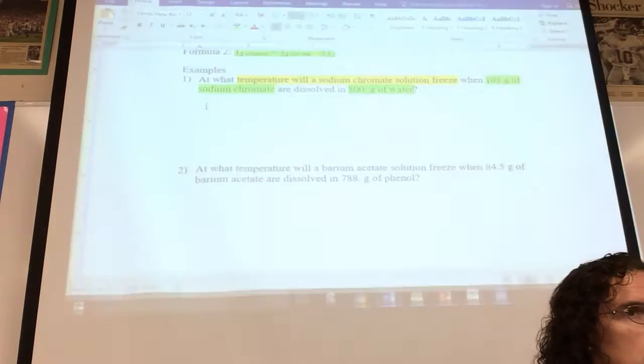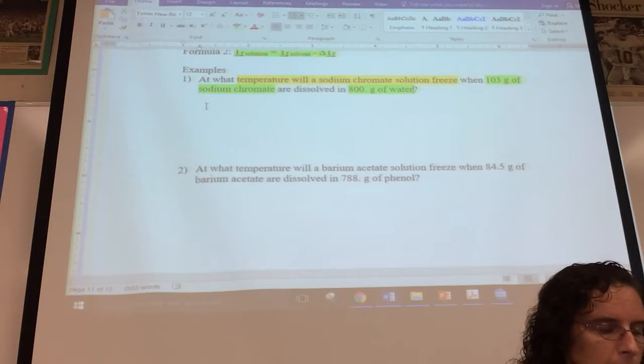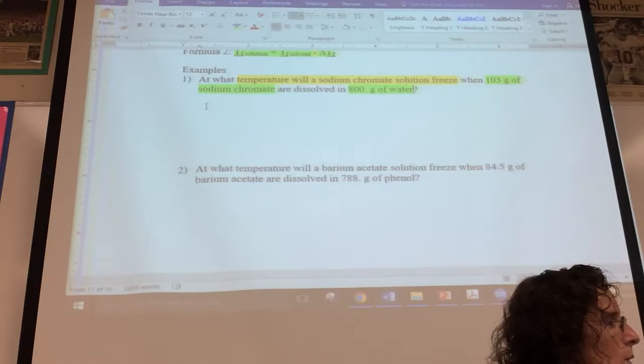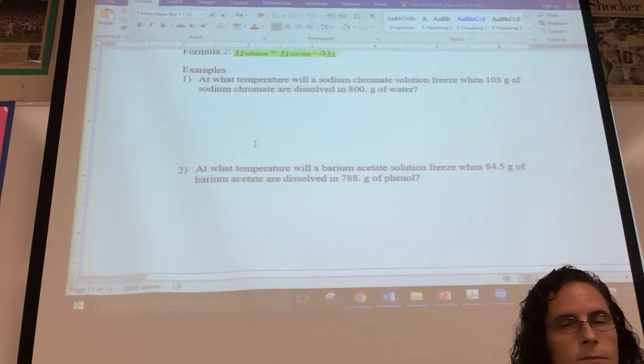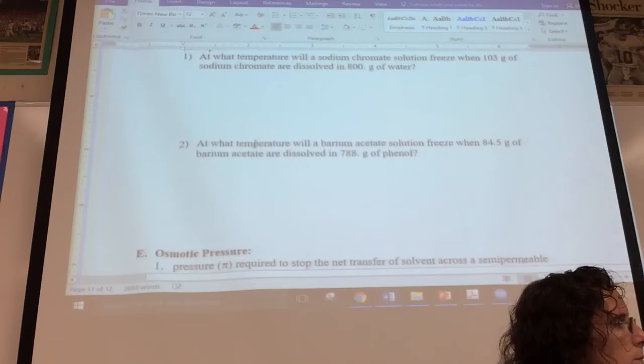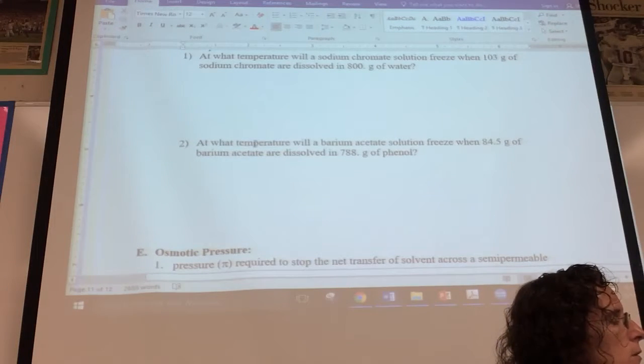The second question's grossly similar. Let's pull the information out. What are we asked to find? The freezing point of the solution. Good. What's the mass of the solute? Good.